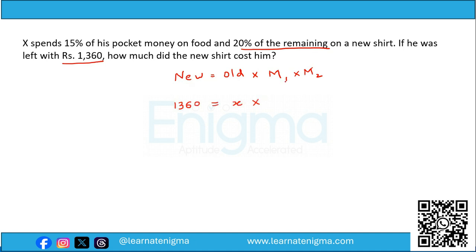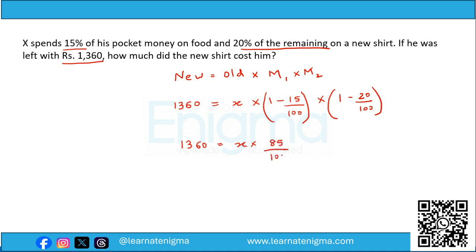Multiplier for the first question, that is 15% expense, that will be 1 minus 15 upon 100 multiplied by 1 minus 20 upon 100. Now both are expenditures, so therefore it is subtraction. So let's solve this further. 1360 is equal to x into 85 upon 100 into 80 upon 100.